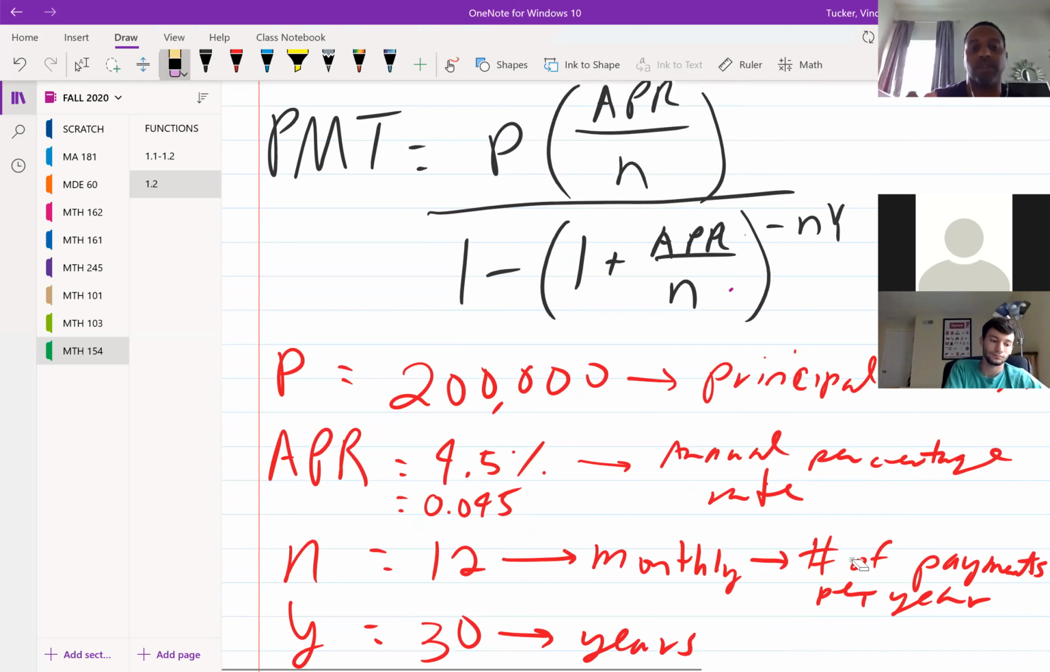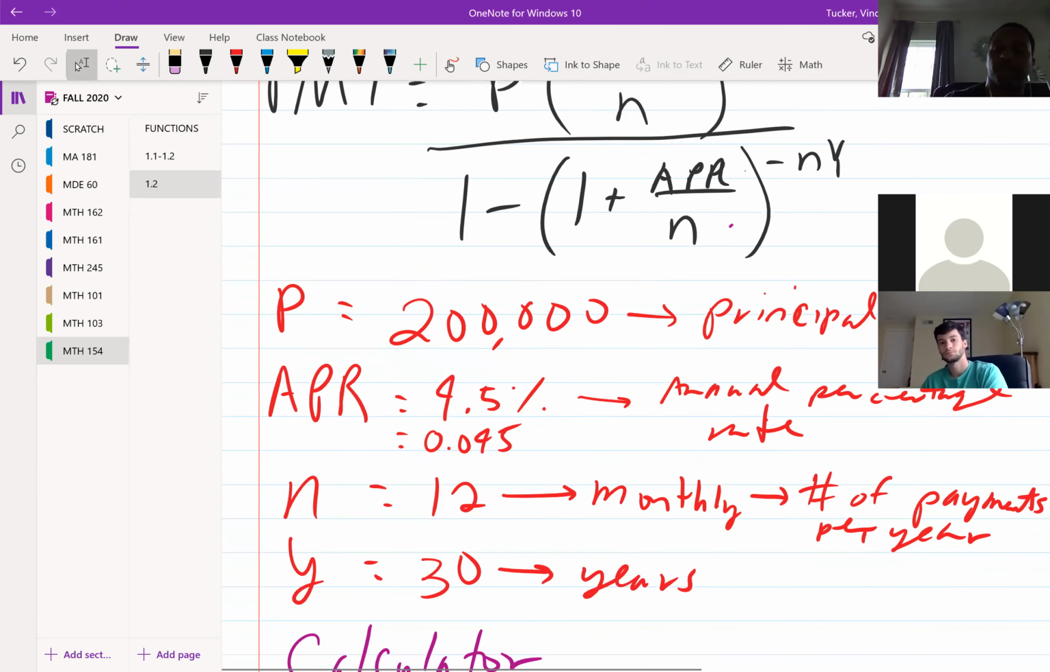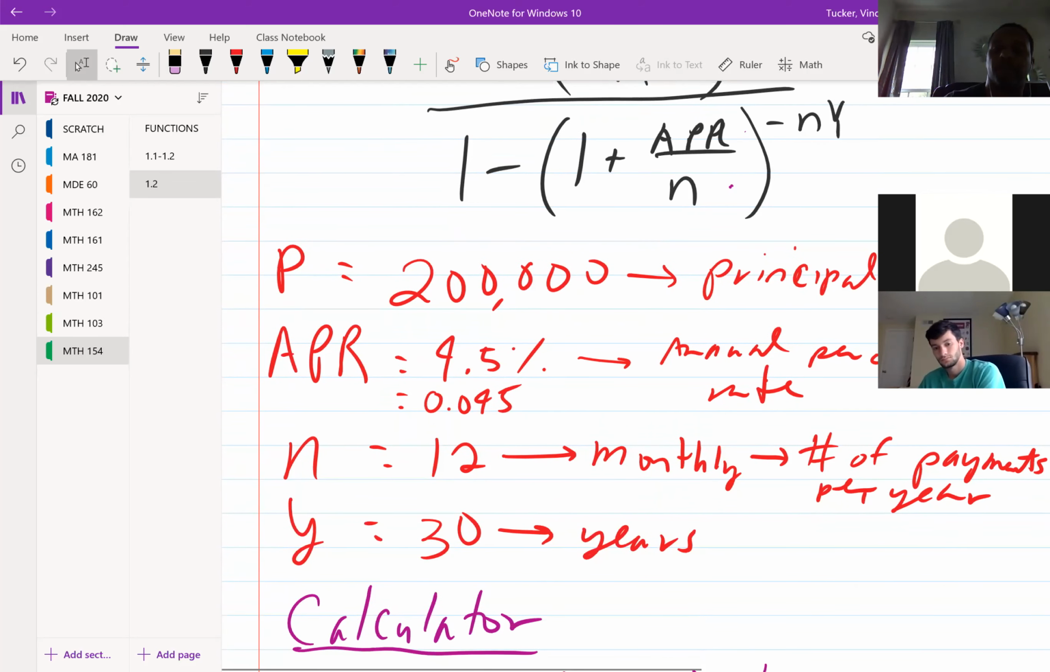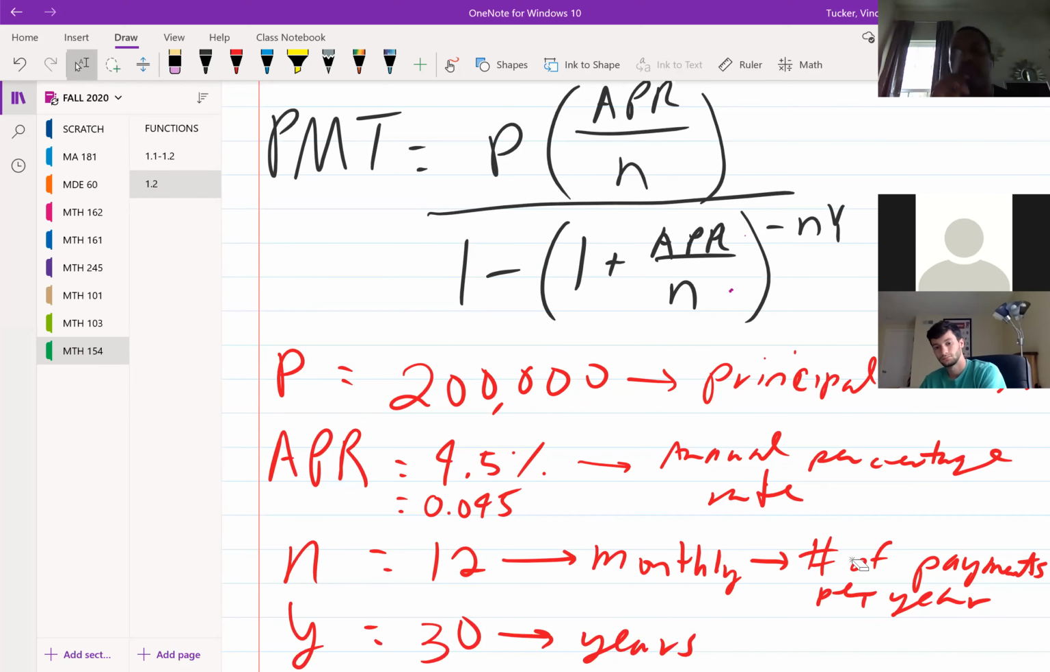So in the problem I was doing earlier, my mortgage was 200,000. APR was 4.5%. Don't forget to convert that to a decimal, moving your decimal 2 places to the left before you put it in your formula. So it's 0.045. N is 12 because it's monthly. And then 30 was the number of years that I was going to have this mortgage. All right. Any questions on that before I scroll up?